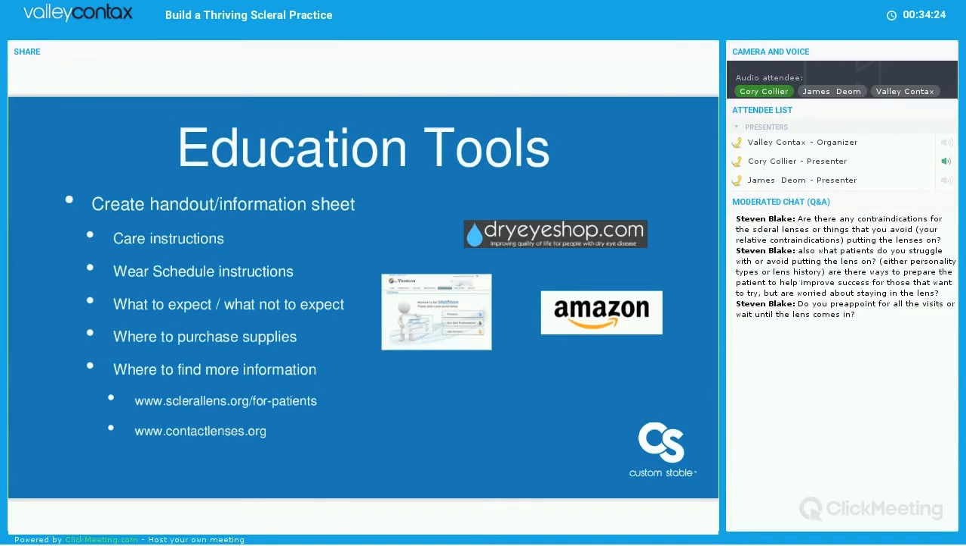So education tools that I like to use in my practice: every patient who leaves with a scleral lens leaves with a printed instruction sheet of exactly what my instructions are to that patient, from care instructions. This is your care solution. This is how you use it. This is how often you replace your lens case, everything down to the T. Their wear schedule instructions, how many hours the initial day they're supposed to wear it, how many hours day 2, day 3, day 4, what to expect and what not to expect.